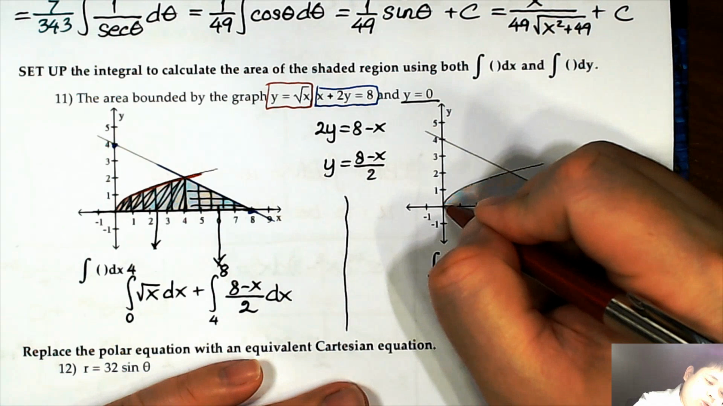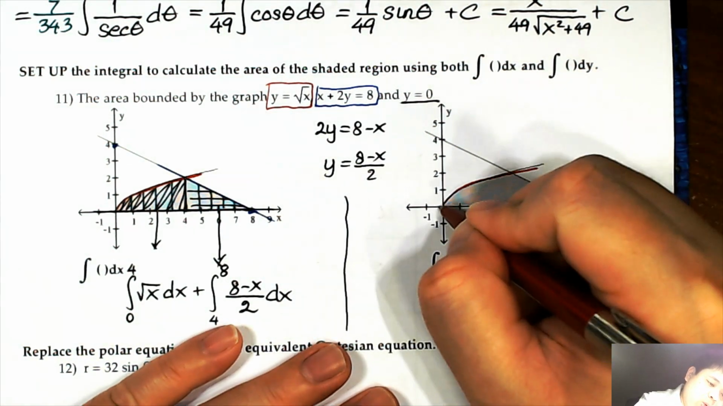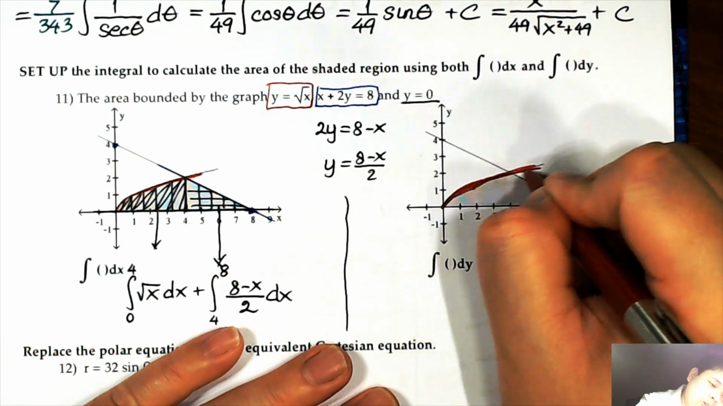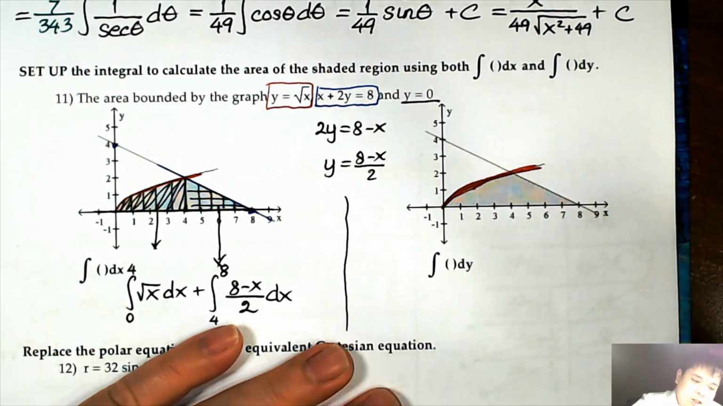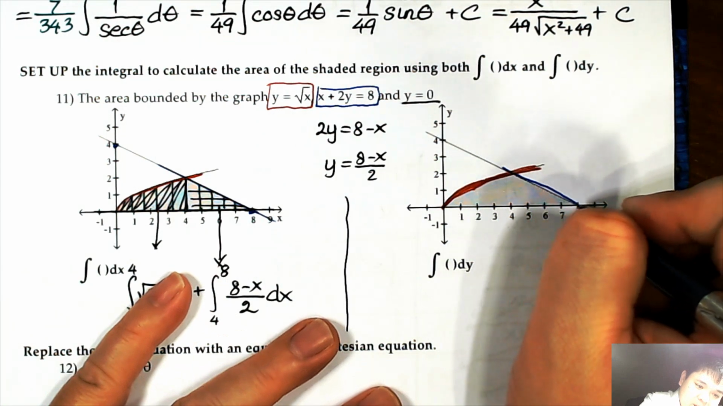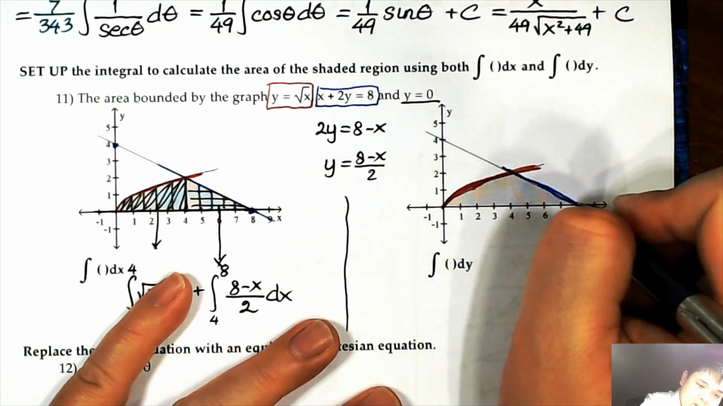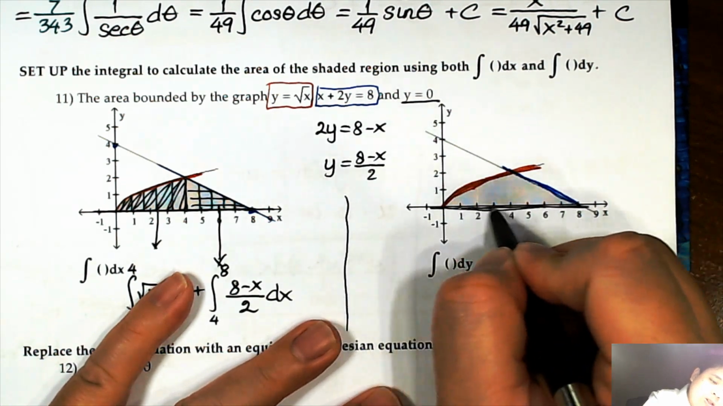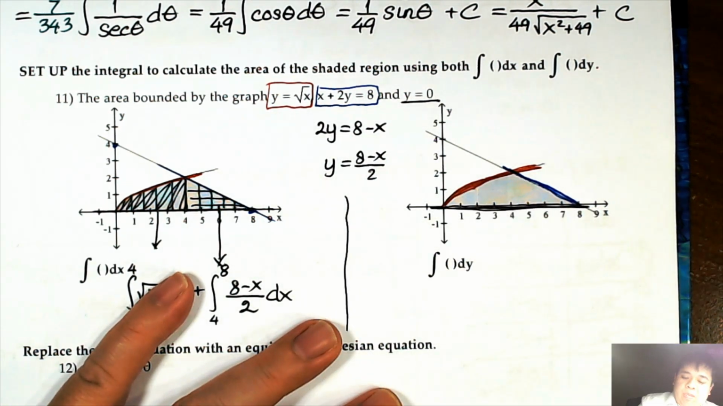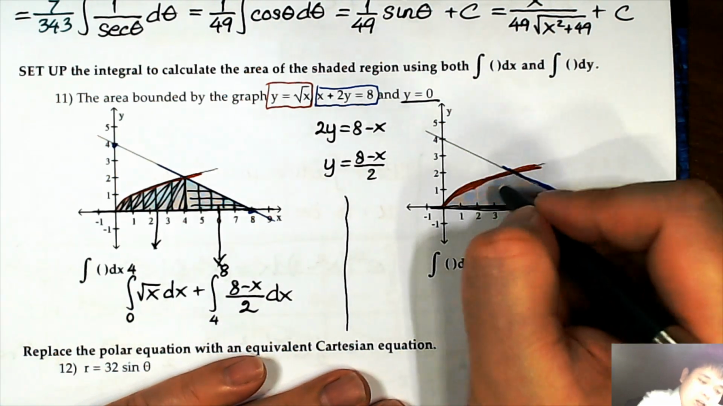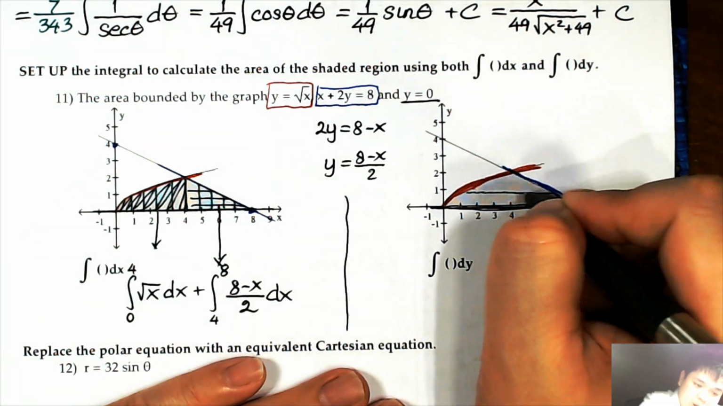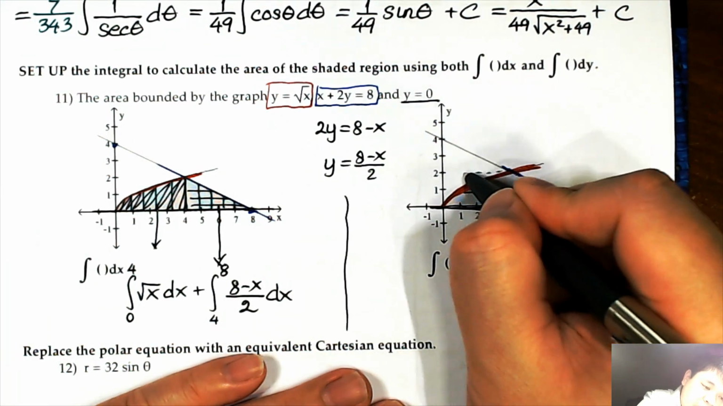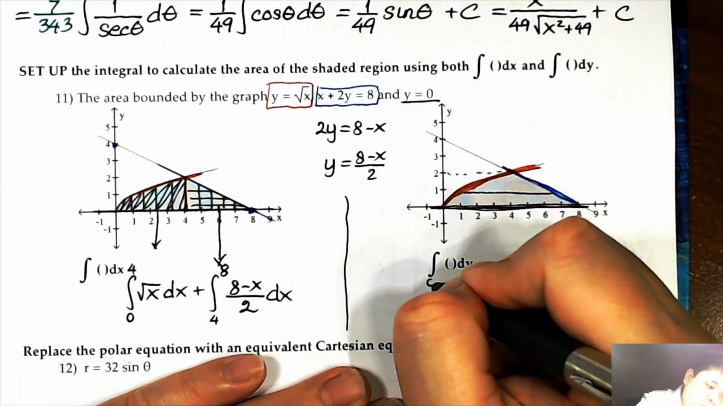Next, if we're going to use dy, we still have the curve and the line y equal to 0. But this time we're using dy. So in that case we have to go from left to right here. By the way, if it is dy, the limit for y is just from 0 to 2.